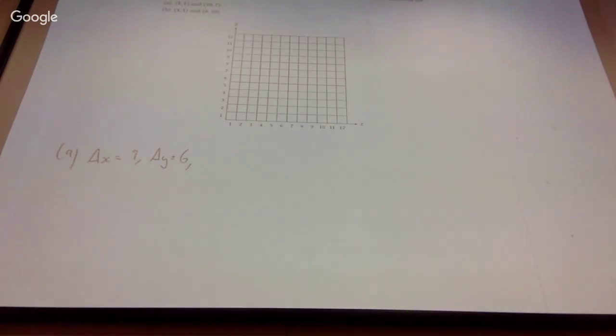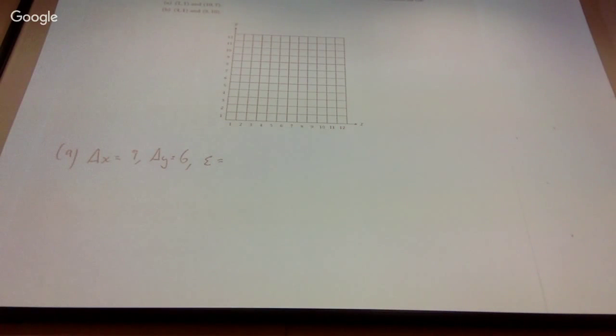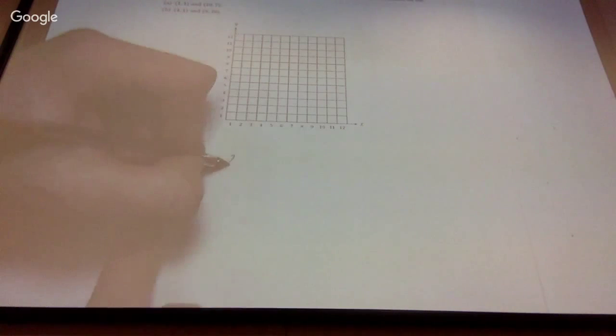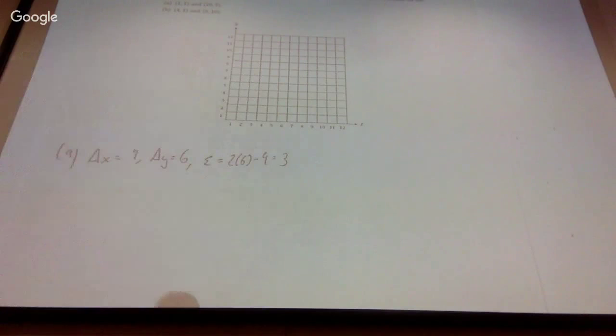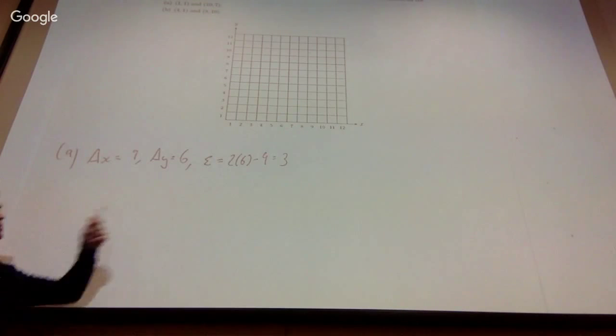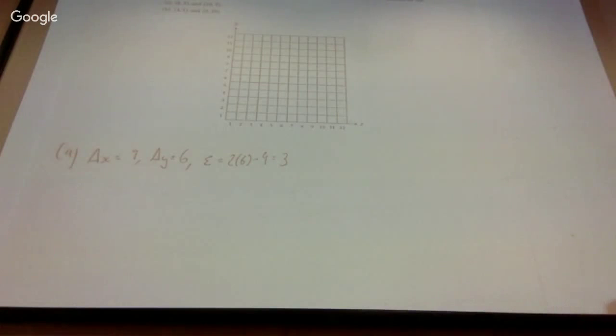Okay, so we initialize the error, which is going to be 2 delta y minus delta x. So our initial error is 2 times delta y, so 2 times 6, minus delta x, which is minus 9, which is 12 minus 9, which is 3.